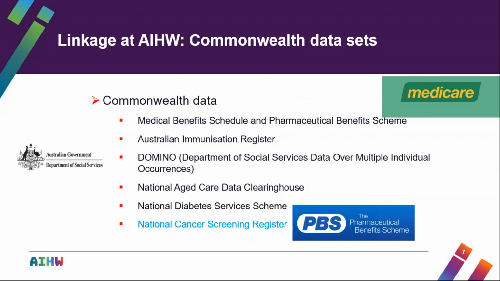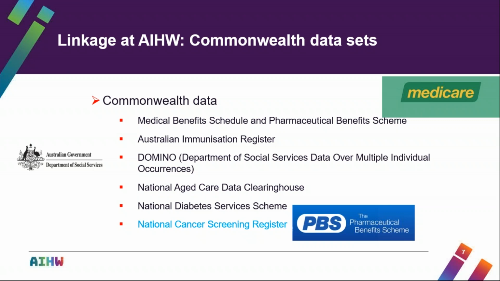The DOMINO data set, which I have to read out because it stands for Data Over Multiple Individual Occurrences, from the Department of Social Services, provides a longitudinal picture of the interaction of individuals with DSS payments. We've only had this one for the last couple of years. It contains information on recipients' demographics, benefits history, concessions, education where available, and housing.